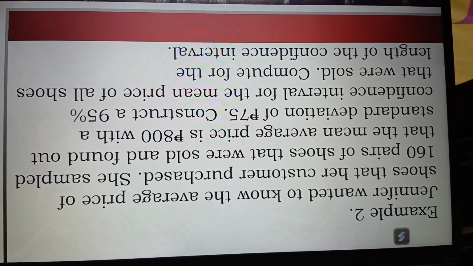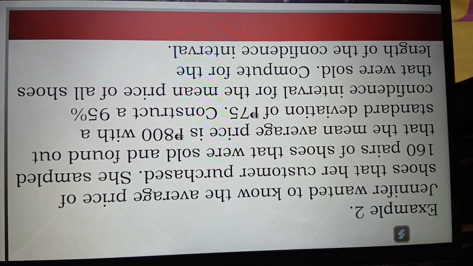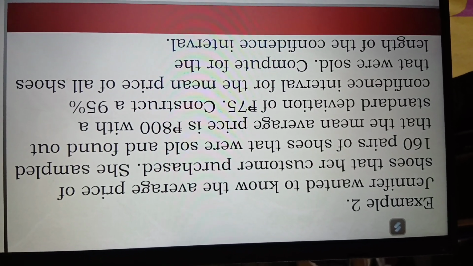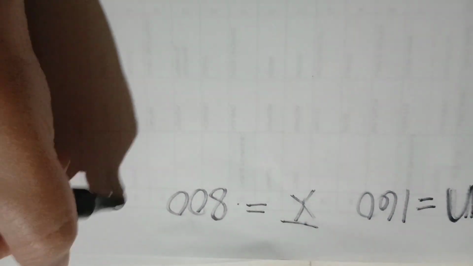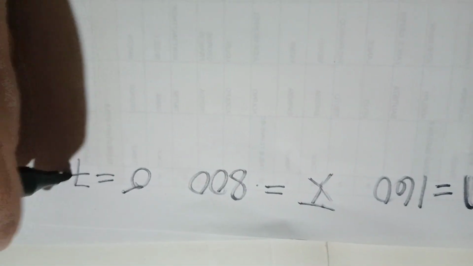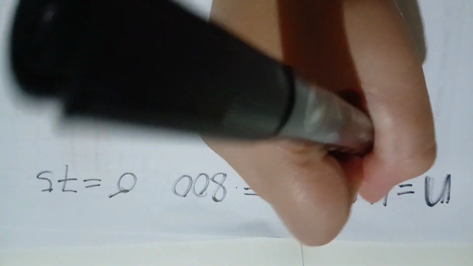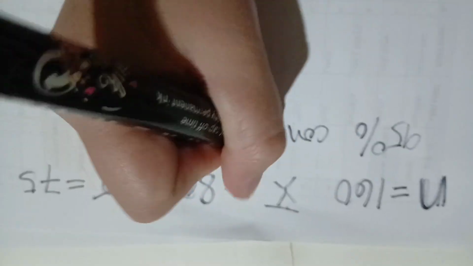Okay, so we have the same answer. Price of shoes that were sold. Compute for the length of the confidence interval. So what is the formula that we're going to use for this problem? First we have to write down the given data. We have the sample size of 160, the sample mean of 800, the population standard deviation of 75, and the 95% confidence interval.